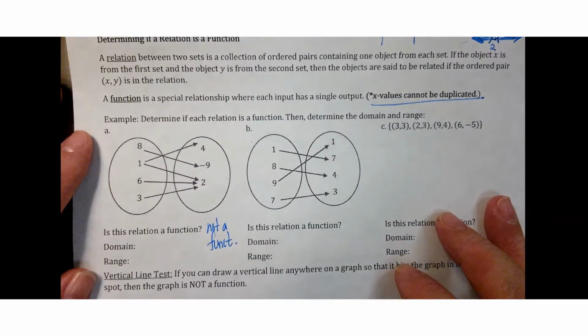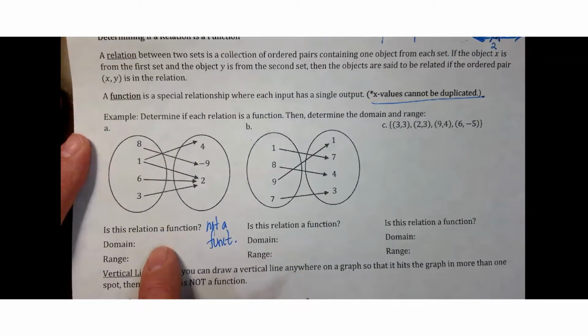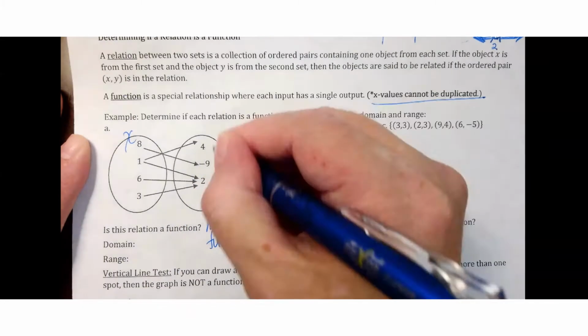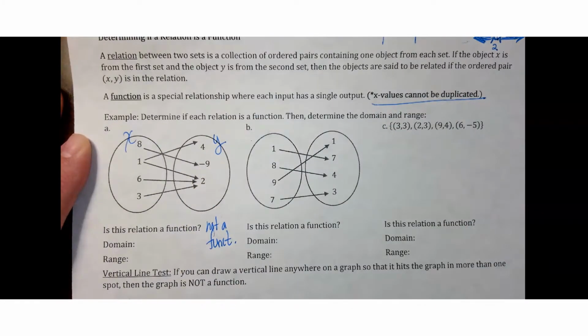Now, if this was a function, we may be able to come up with a domain and range. The domain and range would just be the set of all X values, and this first set would be your X's, and the set of all Y values would be your range, and that would be your second set here. Okay? Let's look at this one.